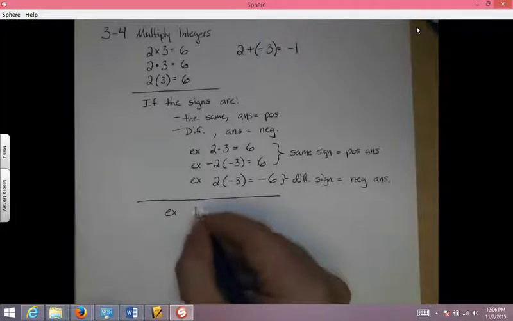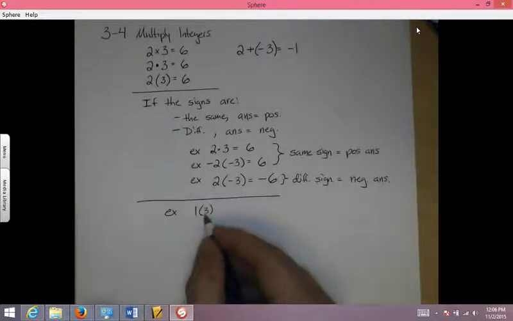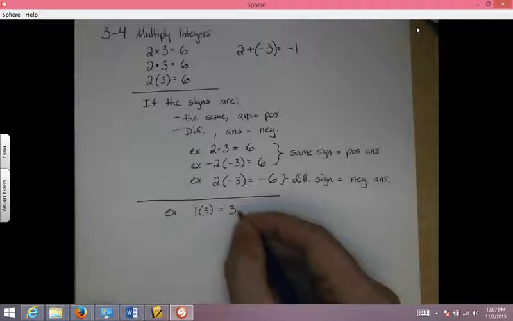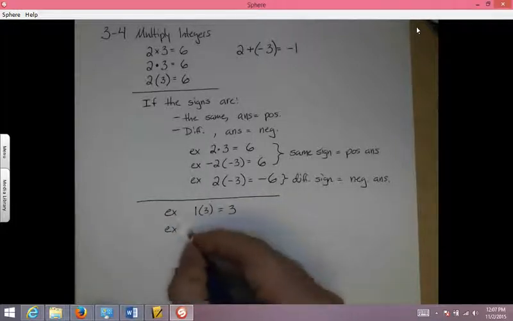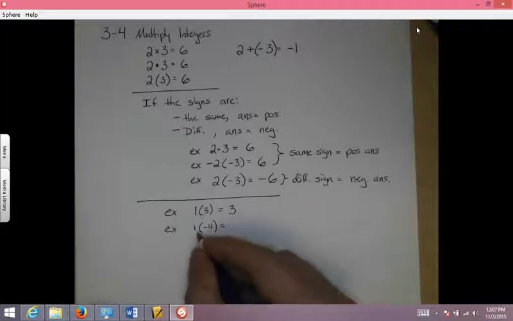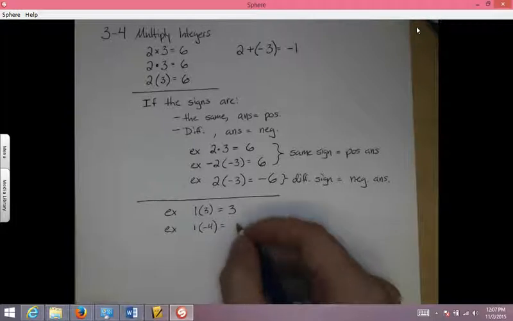Let's say I had 1 times 3. Both of these signs, are they the same or are they different? Class, same or different? Same. So the answer is positive. Let's do the next example. Let's do 1 times negative 4. Class, are the signs same or different? Different. Class? Different. So the answer is positive or negative? Negative. Good.